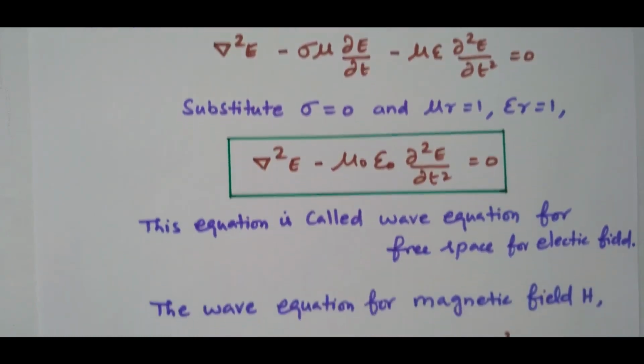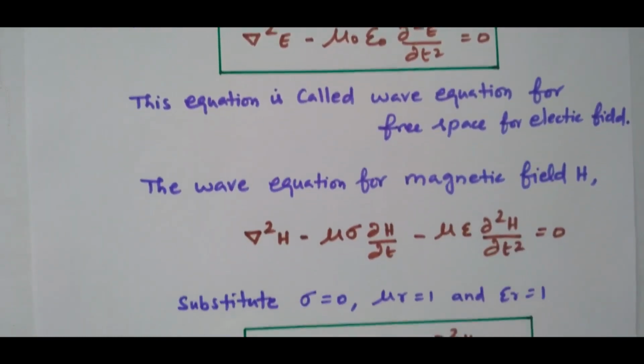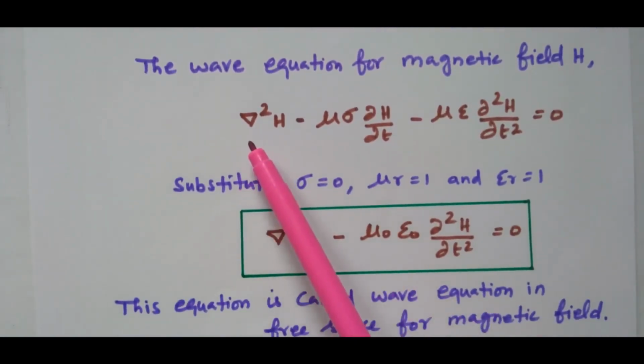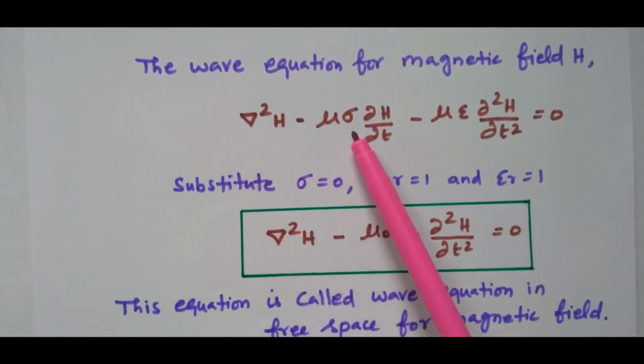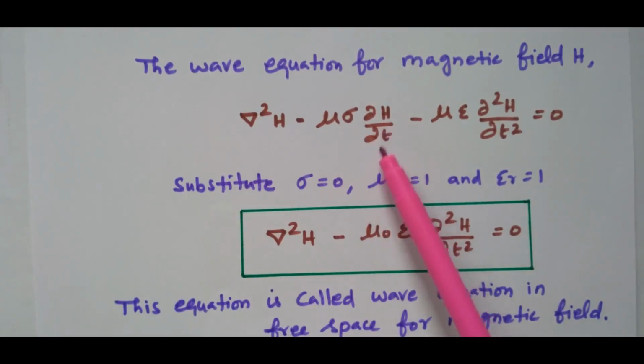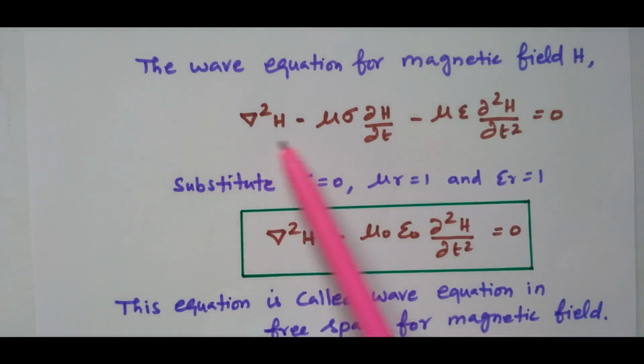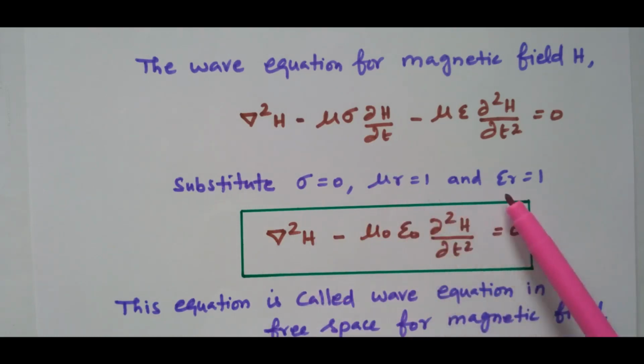Similarly, the wave equation for magnetic field is given as del square H minus mu sigma dou H by dou t minus mu epsilon dou square H by dou t square equal to 0. So this is the wave equation for magnetic field. In this the sigma is 0 and mu r and epsilon r are also 1 due to free space.